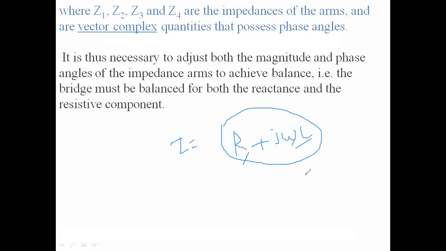Omega is equal to 2 pi f. So it depends upon the frequency of the input signal. When the frequency increases, the omega value increases. And when the omega value increases, the reactive component value also increases. Due to that, the overall Z component, or impedance, will increase.